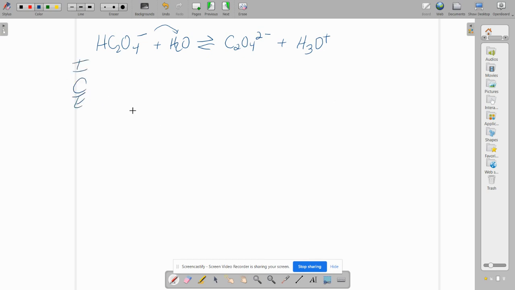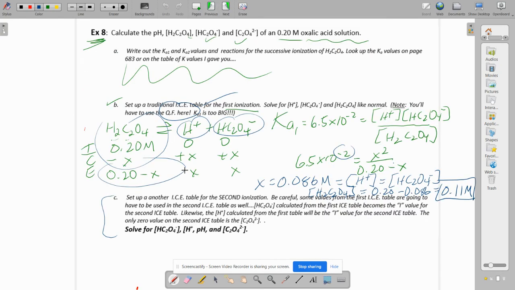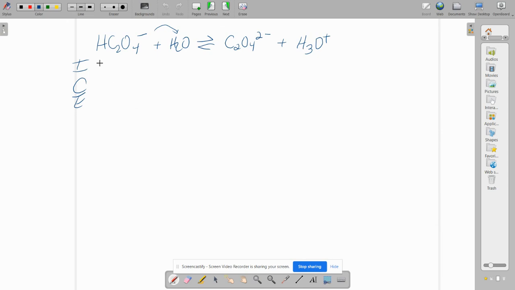All right, now here's the fun part. What values from this ice table and from what we solved here are going to transfer down to the next ice table? So one ice table leads to the next. So right now, that 0.086 can become really important because that is my starting concentration for this first conjugate.